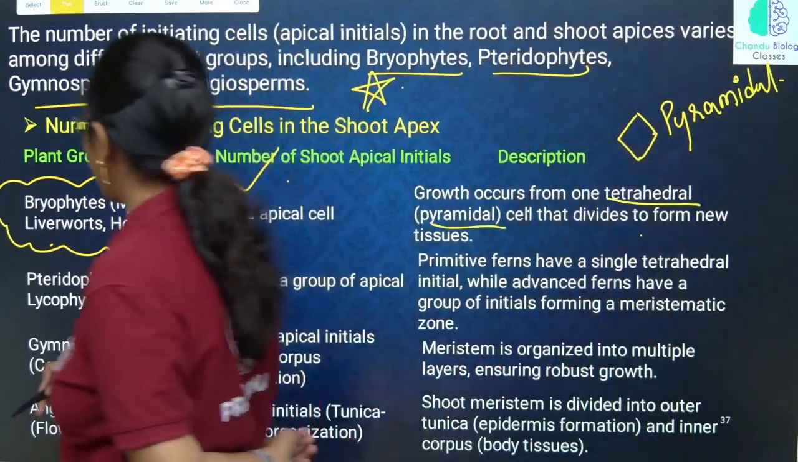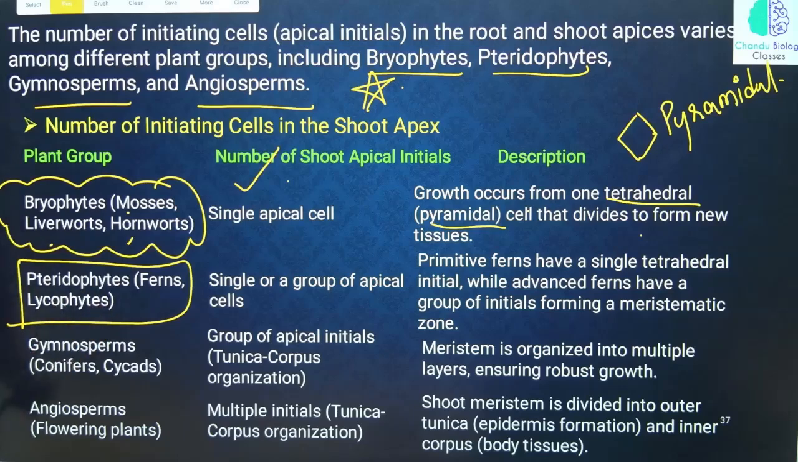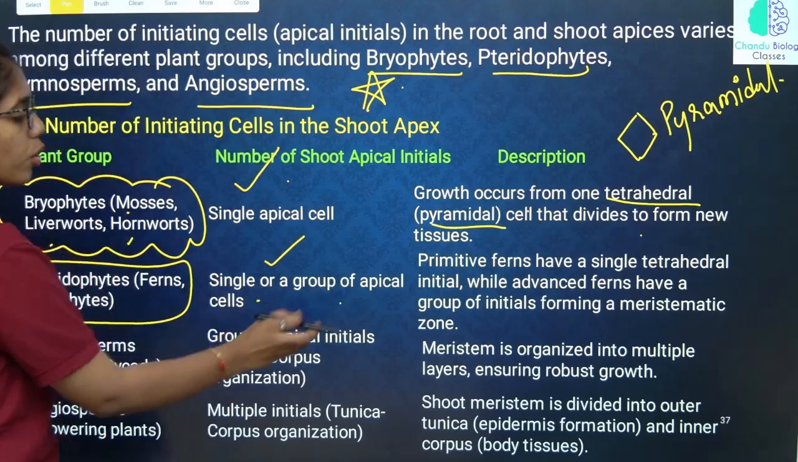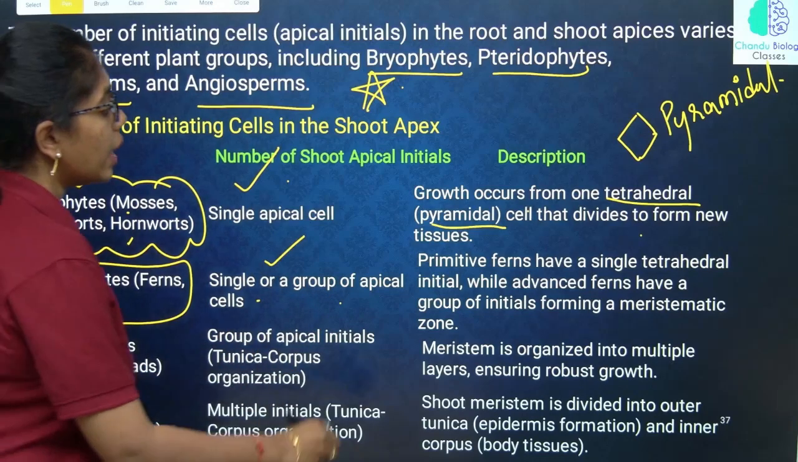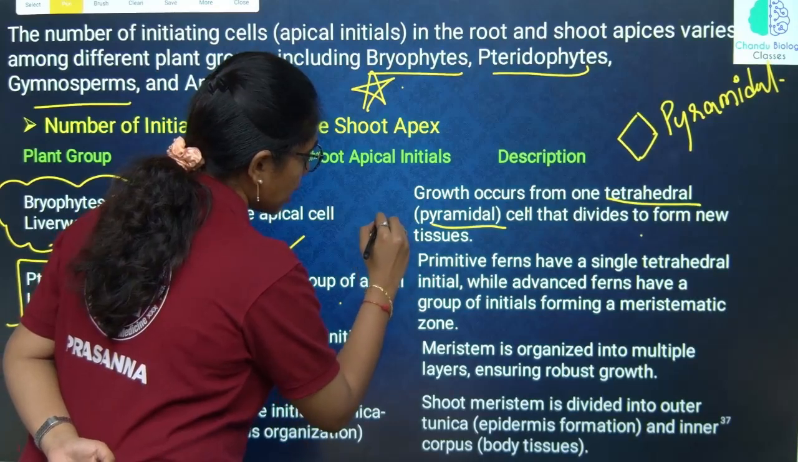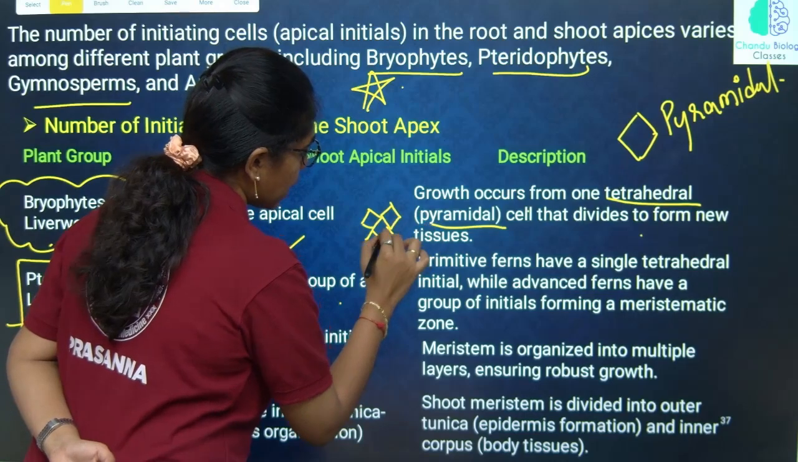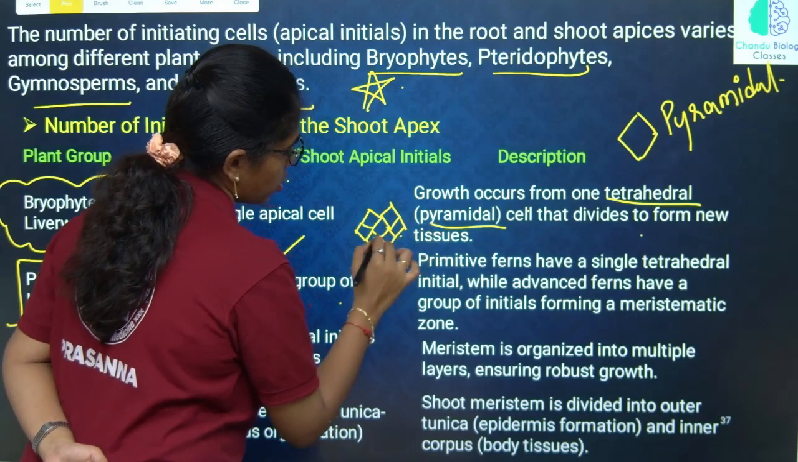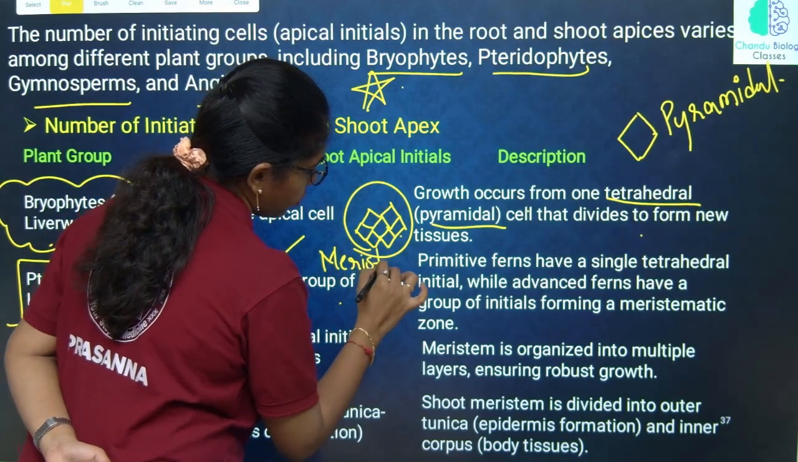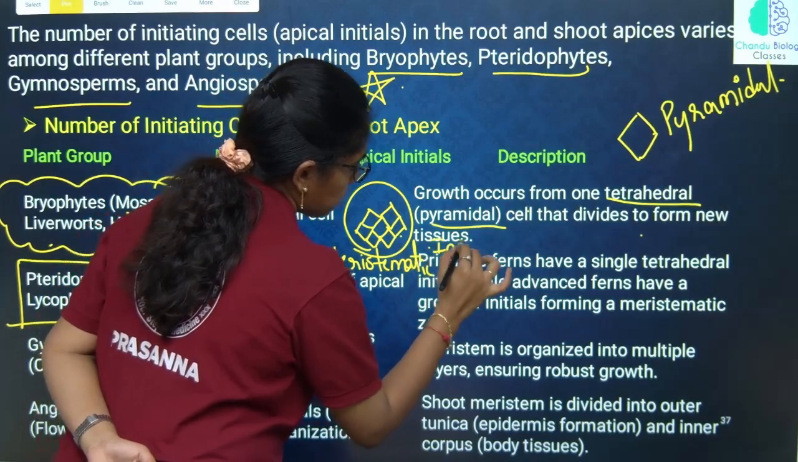Second, in pteridophytes, which include ferns and lycophytes, a single apical cell or a group of apical cells is present. Here, a group of tetrahedral cells will act as initial cells, like this. These are meristematic initials.